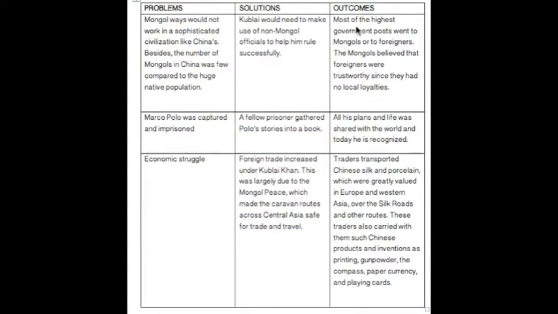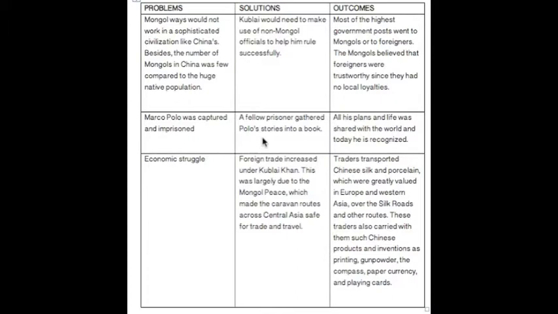And the outcomes, most of the highest government posts went to the Mongols or to the foreigners. The Mongols believed that foreigners were trustworthy since they had no local loyalty. Another problem would be that Marco Polo was captured and imprisoned. A solution would be that a fellow prisoner gathered Polo's stories into a book.